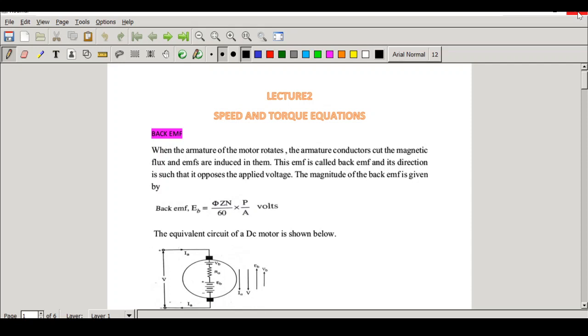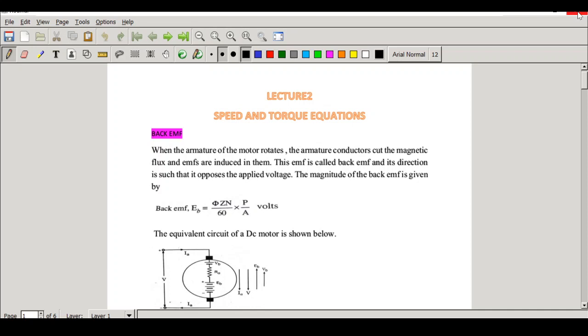Okay, in this session, we will discuss the speed torque equations of a DC motor. Already, we have discussed the working principle of a DC motor. That is, when you place a current carrying conductor in a magnetic field, it will experience a force, and due to this force, a torque will be developed which will generate the mechanical power. So it is basically a very simple thing, that is converting electrical power into mechanical power.